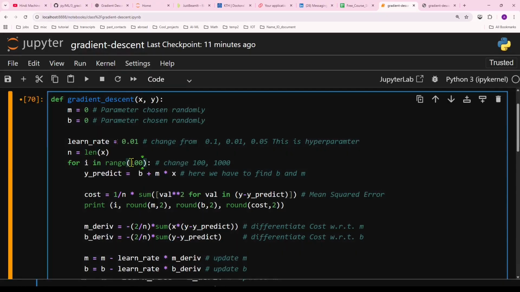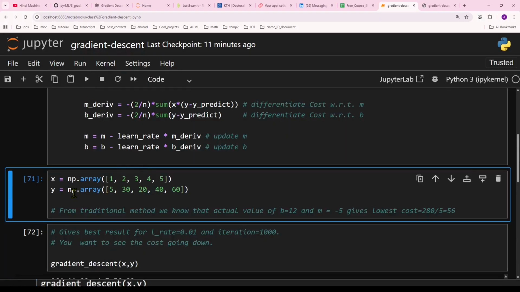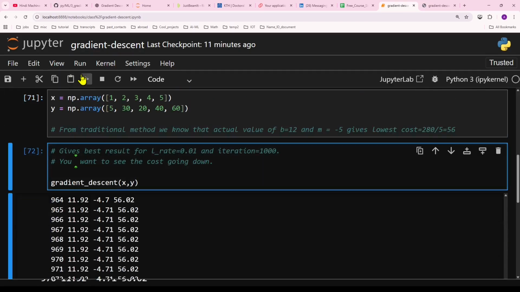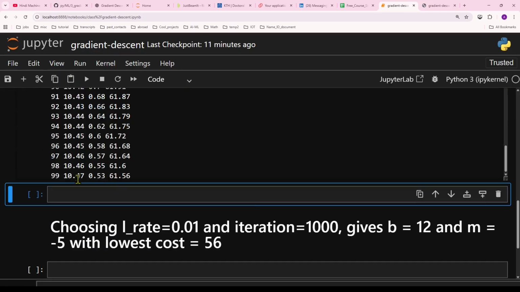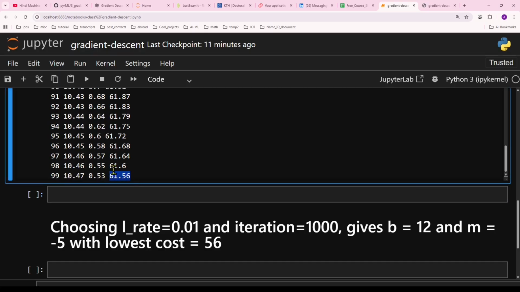Maybe you can make it 100. Let's see what that gives. So come back down here, let's run this. I'm just doing 100 iterations, and you can see that in 100 iterations you got 61.56, 61.6. Okay, so it did not reach the 56.